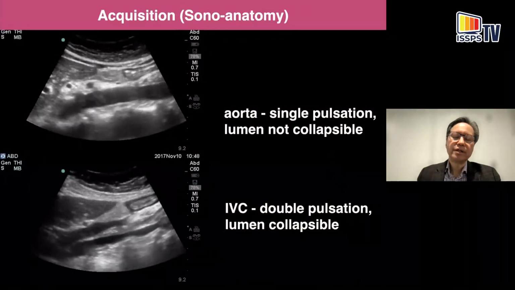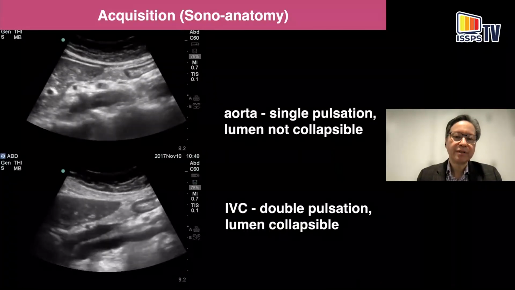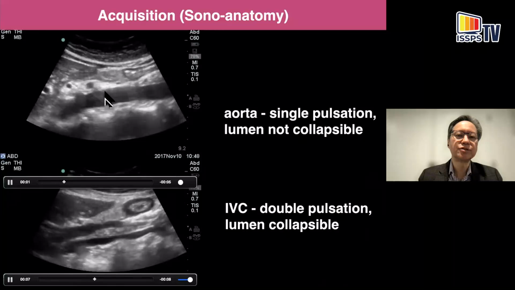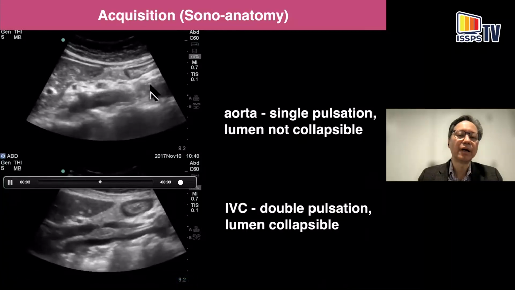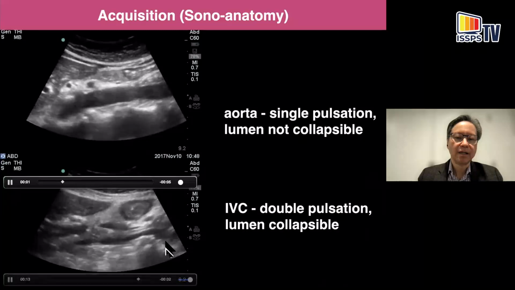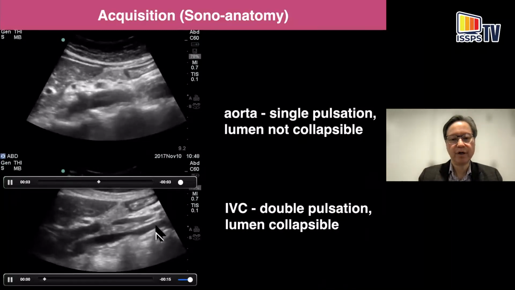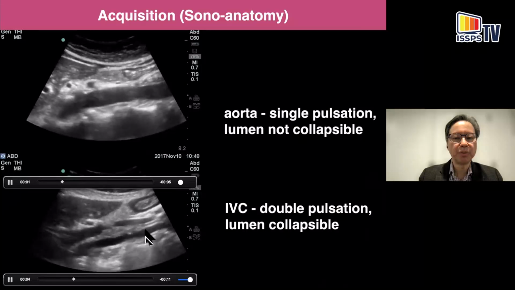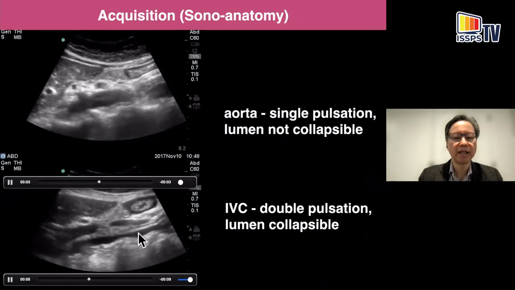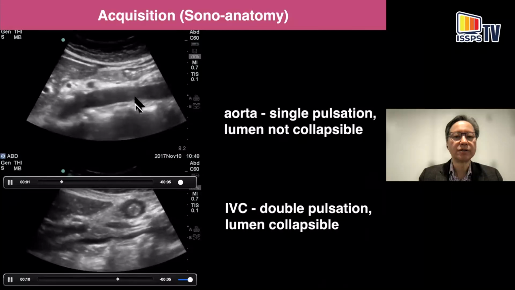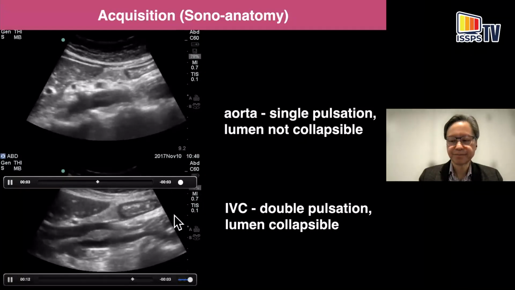How do you know whether it's the aorta and the IVC? If you look at the aorta, it's a single pulsation. The wall is very clearly demarcated. The IVC is also obviously a big vessel. You can see the double pulsation, and it is also collapsible. So you know this is the IVC. This is the aorta right in front of the spine.